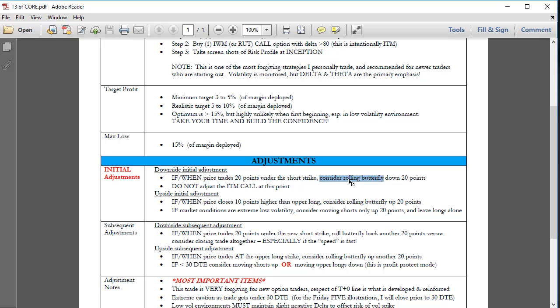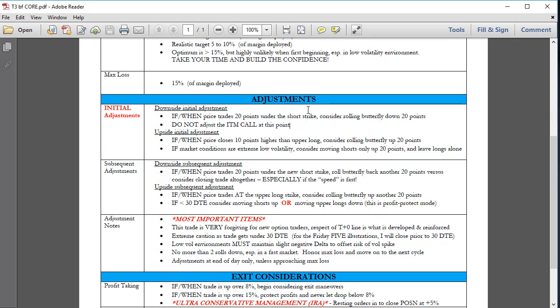As you get more skilled, then you can decide, well, let me let it go to 25 or 30, or if we're at an inflection point in the market, maybe I won't roll the butterfly at all, maybe I'll just add to the trade. Again, these are all variations that I'll show you, and you will be the one making the decisions yourself on how to manage that initial downside adjustment. We do not adjust the in the money call at this point. All right, so that's the first adjustment to the downside.